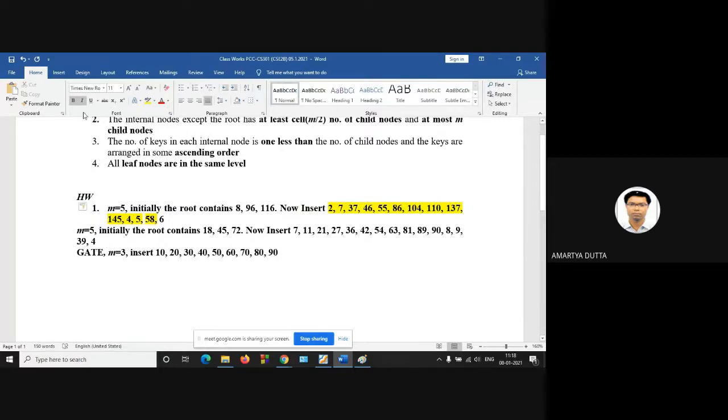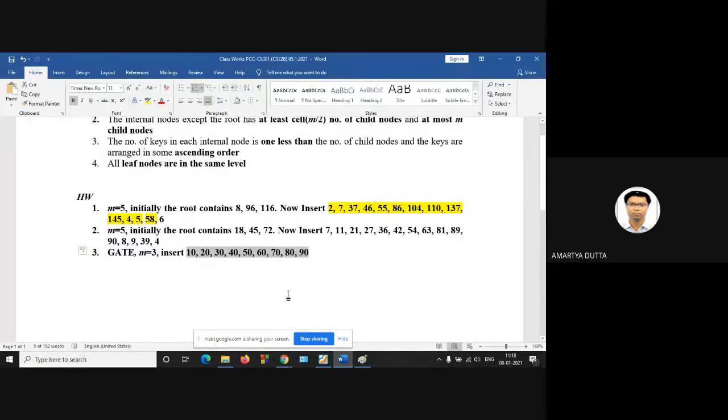So look carefully, these are question number 1, question number 2, question number 3. In question number 1 and 2, initially the root contents are given, but in question number 3 you have to insert simply these elements. So this is the technique that first of all 10 and 20.